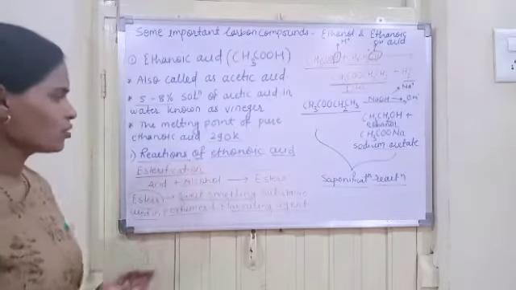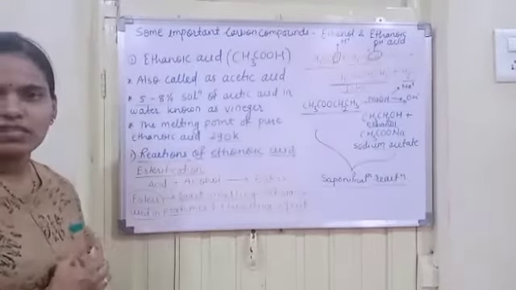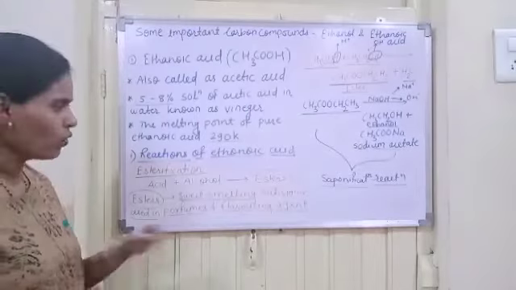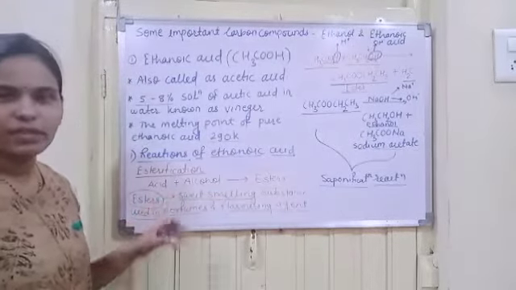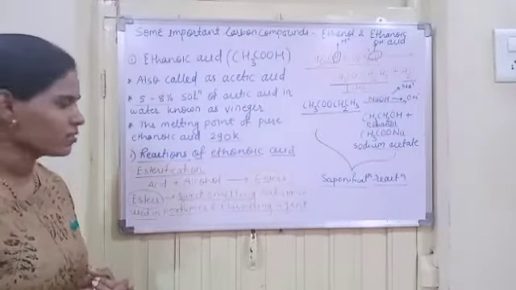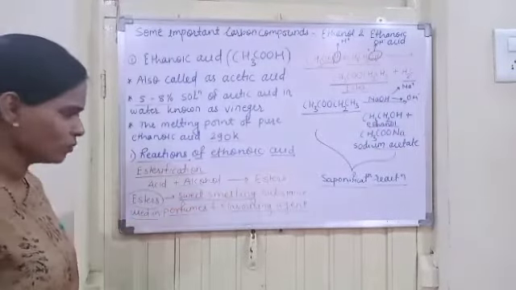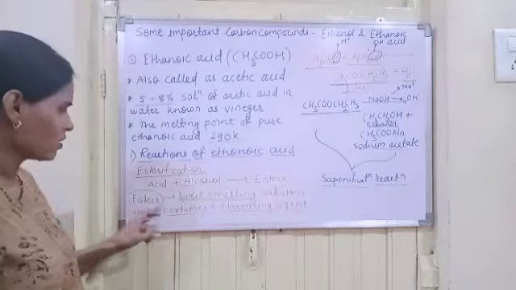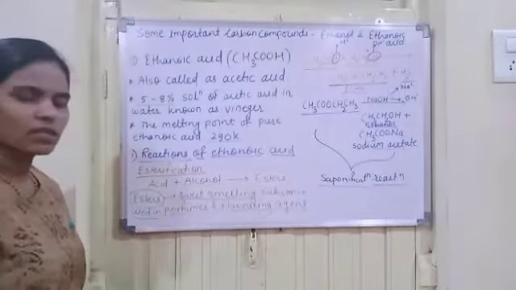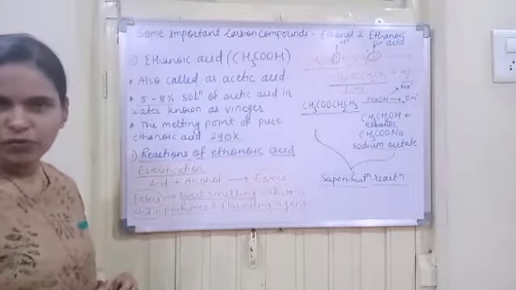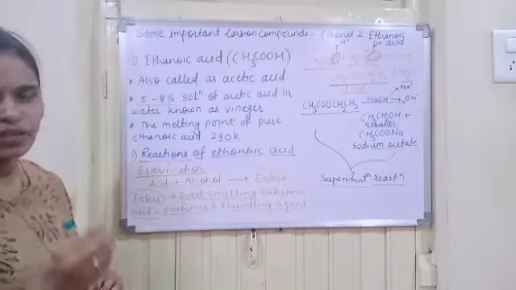Now look at the reactions of ethanoic acid. First is the esterification reaction. Now how are esters formed? When carboxylic acid is treated with alcohol, esters are formed. What are esters? Esters are sweet smelling substances. They are used in perfumes and can also be used as flavoring agents.